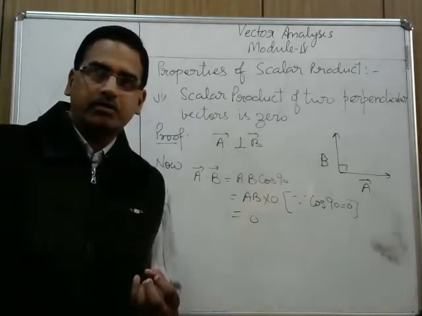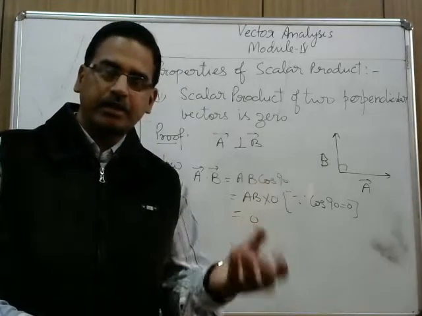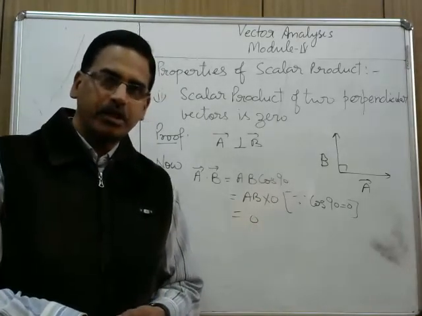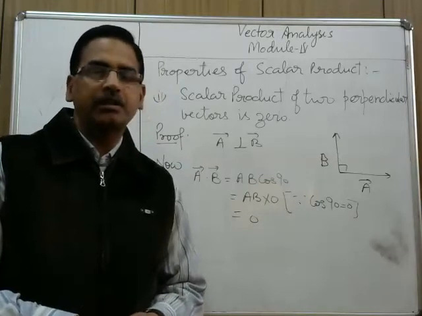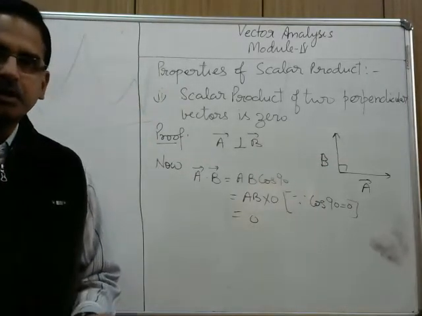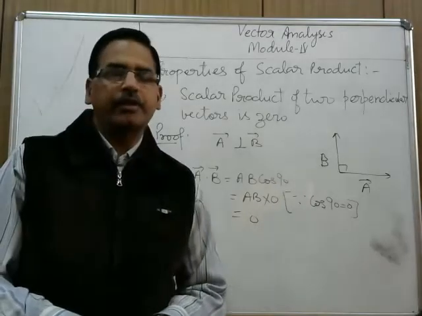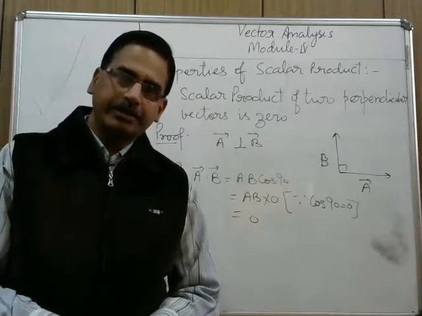Now suppose how this question can be asked. Two vectors will be given to you and you will be asked to prove that the two vectors are perpendicular to each other. What you will do? You will find the scalar product. If scalar product is 0, the two vectors will be perpendicular to each other.